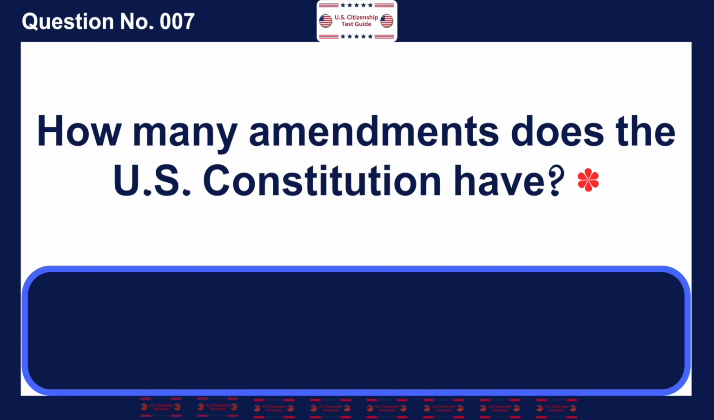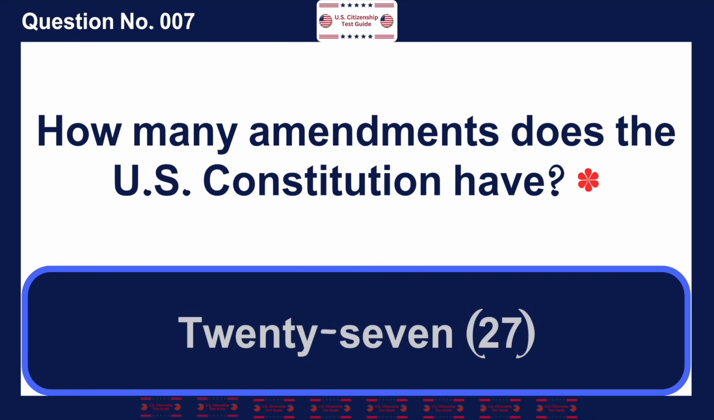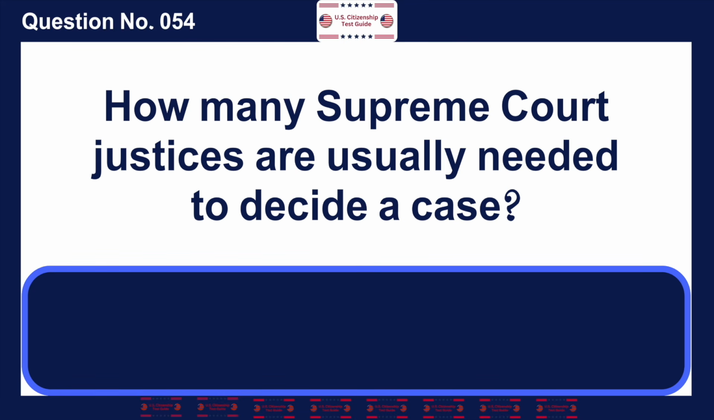How many amendments does the U.S. Constitution have? 27. How many Supreme Court justices are usually needed to decide a case? Five.